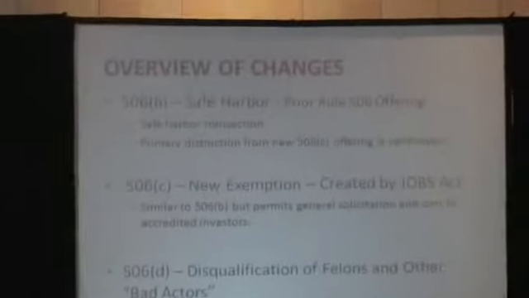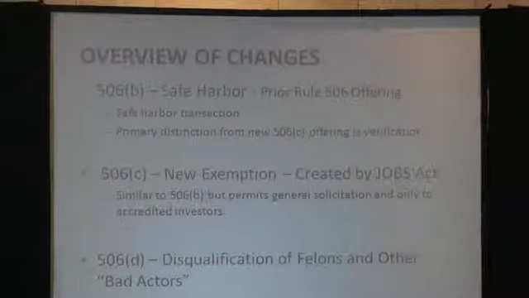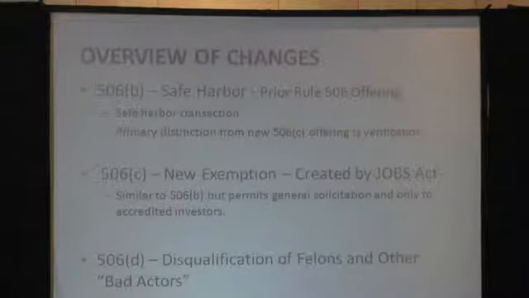So I'm going to use AngelList as an example. AngelList is an online clearinghouse, so to speak, for private equity offerings. And I can post on there, hey, I have a private equity offering under general solicitation. I'm going to do it under 506B. The government is going to require me to verify that they are accredited. And that's an additional step.